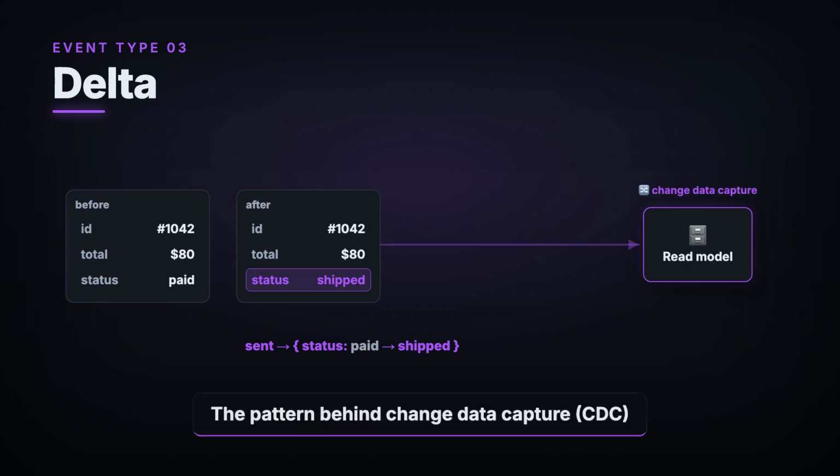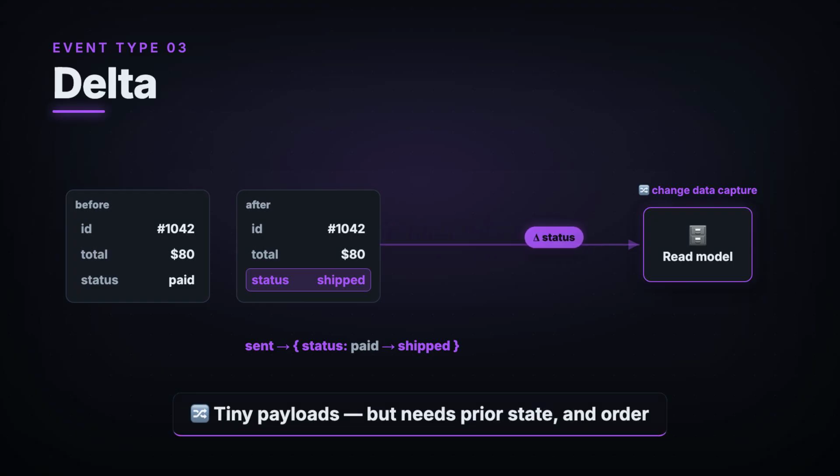This is the heart of change data capture, where tools like Debezium stream row-level changes to keep another database in sync. Deltas keep payloads small on big, busy entities and tell consumers exactly what moved. The catch: to apply one safely, consumers need the previous state, and they need the events in order.